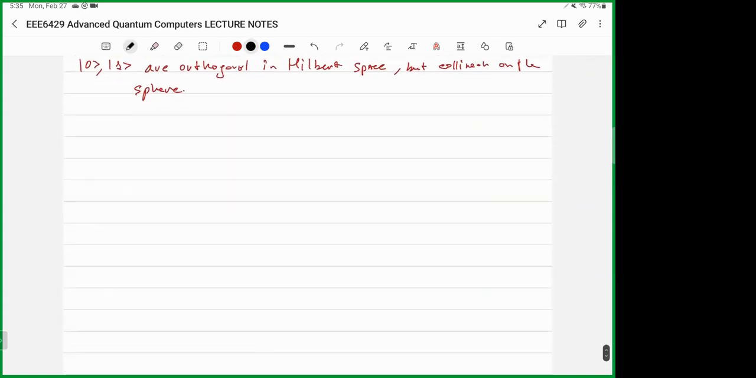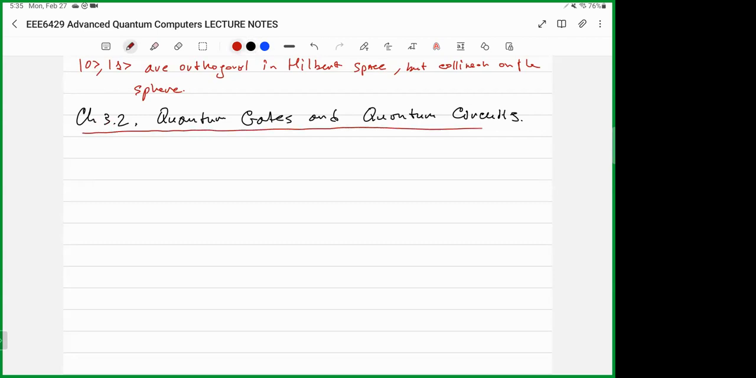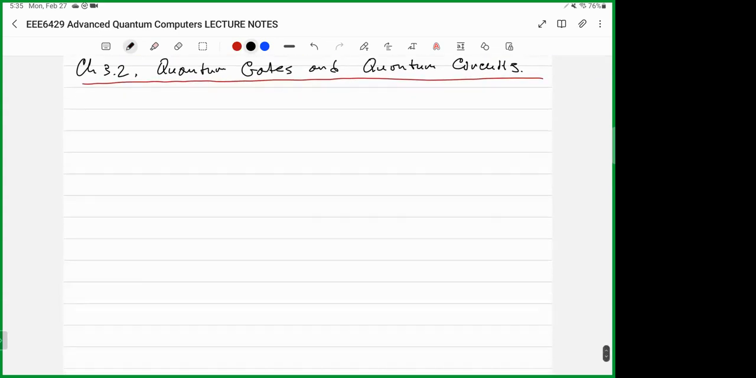Very good. So let's go then to the next subchapter, chapter 3.2, named Quantum Gates and Quantum Circuits.